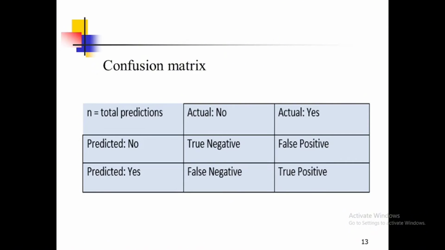So this is the confusion matrix in which n represents the total number of predictions. Actual, whether it is yes or no: how many of the terms come under the no, how many of the terms come under the yes. And then predicted: how many of the terms are predicted as no, and how many are predicted as yes. So it will consist of 4 cells: the first represents the true negative, the second the false positive, the third the false negative, and the fourth the true positive.